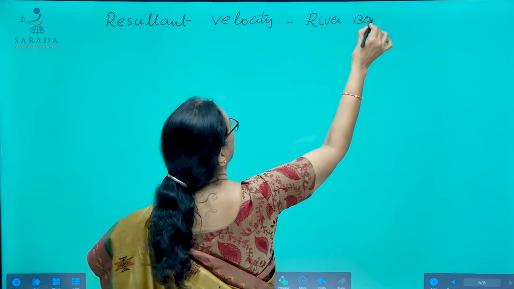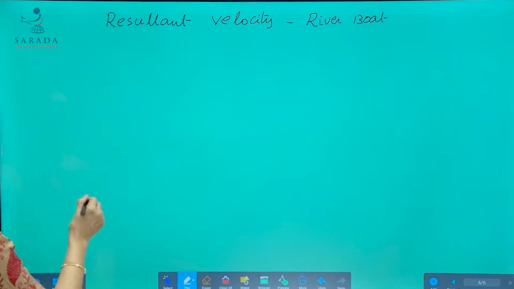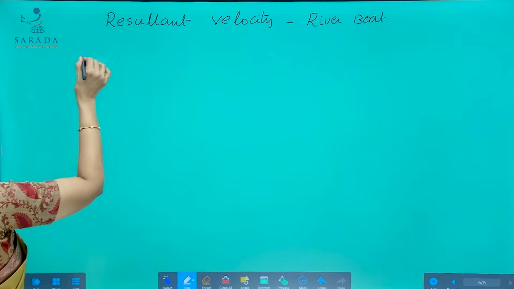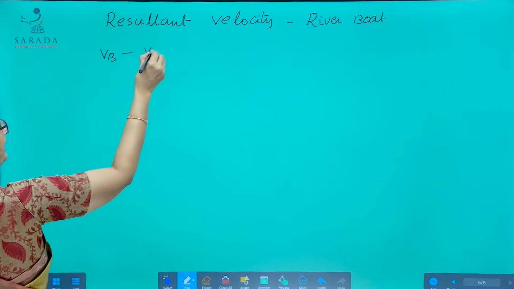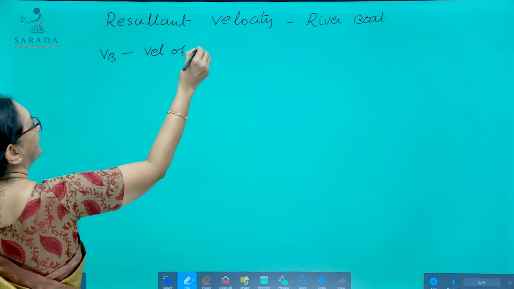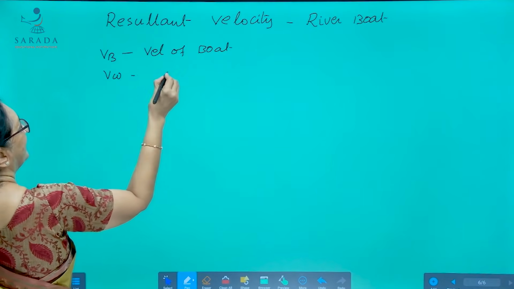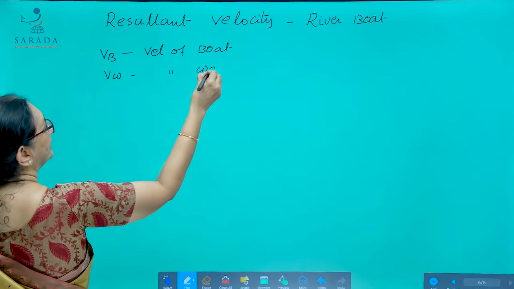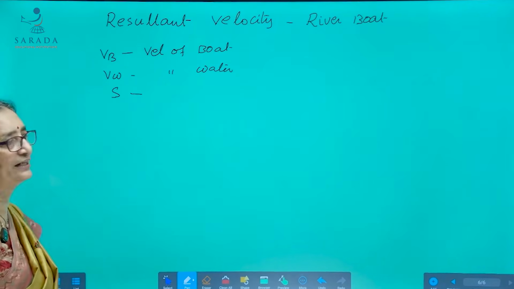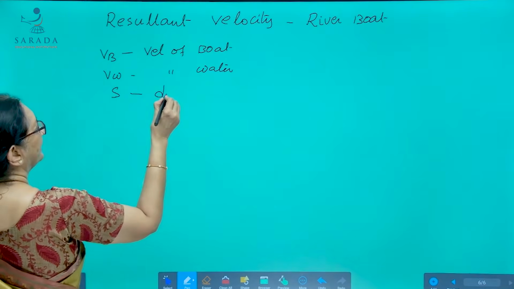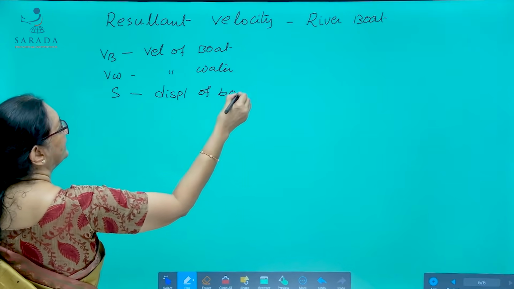River boat problems. So here, now, I am telling you the notation first. VB is velocity of boat. VW is taken as velocity of water in the river. S is the displacement of the boat in time t.